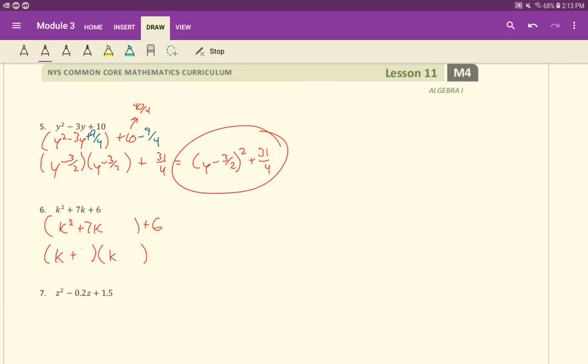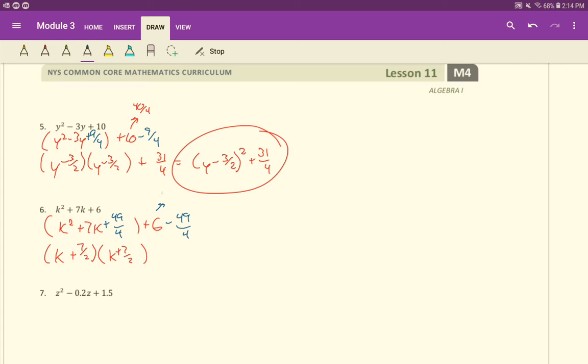So again, we said 7 halves. It's always going to be half that middle term there that gets you these two numbers. And then what's missing here is going to be this times this, right? So it'll be 49/4. And of course, we can't just bring 49/4 out of nowhere, so we also are going to balance it by putting a minus 49/4 over here.